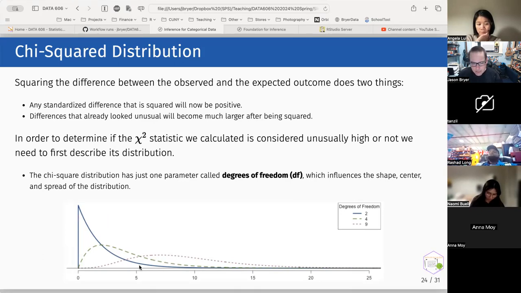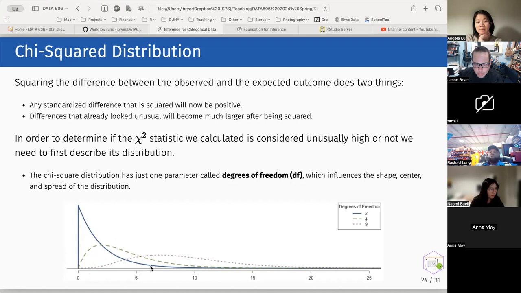So I have this blue one, a chi-square distribution with 2 degrees of freedom, meaning we would have 3 groups. Then a chi-square distribution with 4 and 9. What I want you to notice is, as degrees of freedom gets larger, the area under any of these curves is 1.